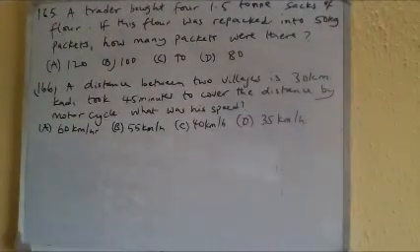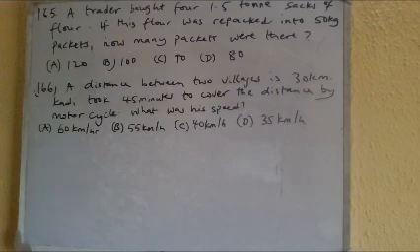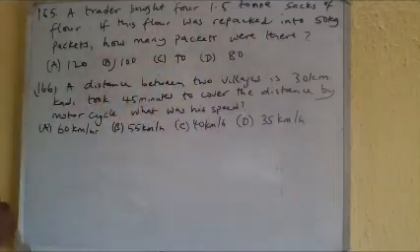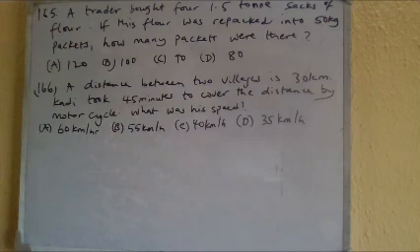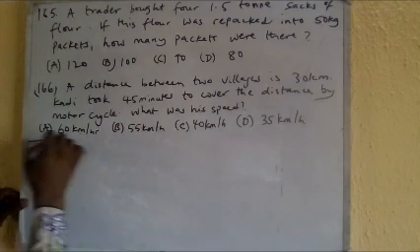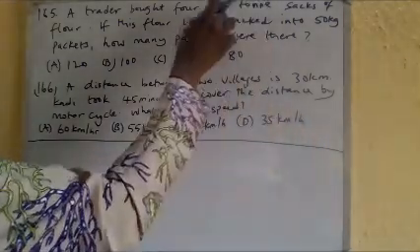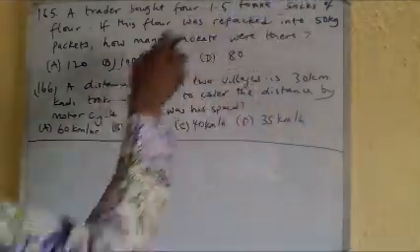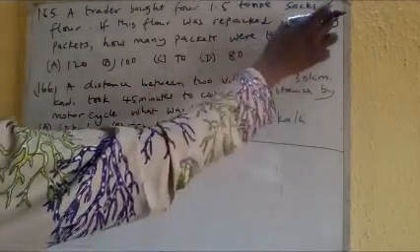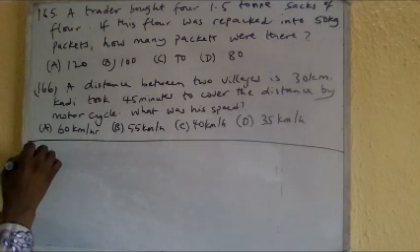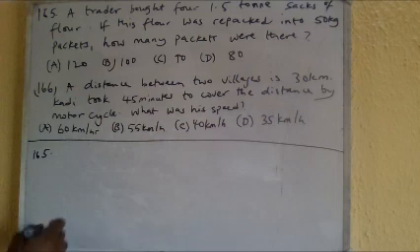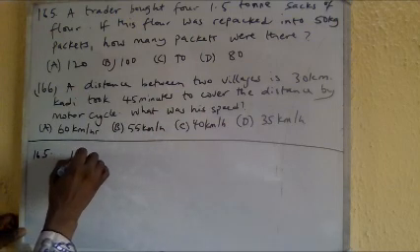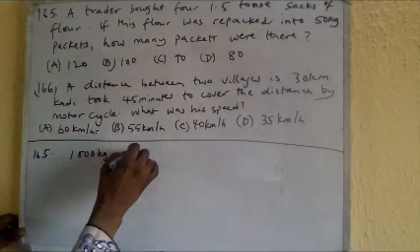Okay, so I have these 2 questions on the board. Number 165, it says a trader bought four 1.5 ton sacks of flour. If this flour was packed into 50 kg packets, how many packets are there? So this one, you have 1.5 ton sacks of flour. Convert 1.5 ton to kg. So the question is how many kilograms make 1 ton? So 1,000 kilograms make 1 ton.